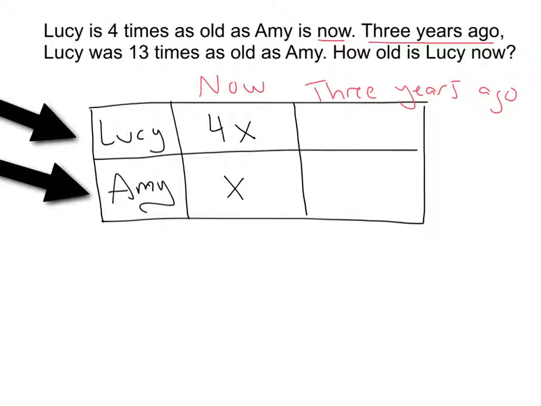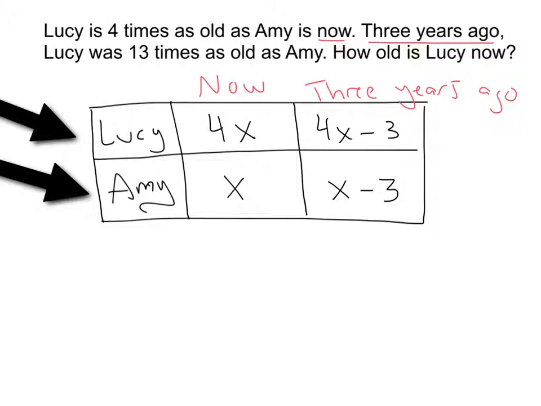All right, now I'm going to look at my next column, and now I can fill that in. So it's 3 years ago. So I'm going to subtract 3 years from both of those variables. So this is going to be 4x minus 3, and Amy is going to be x minus 3. All right, now we have the chart filled out.